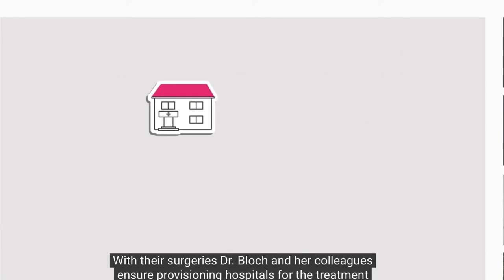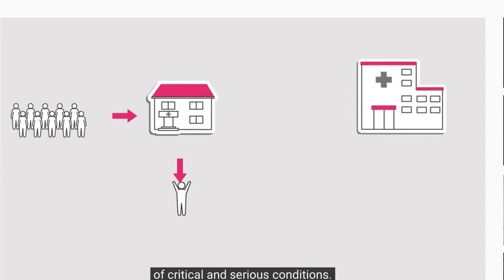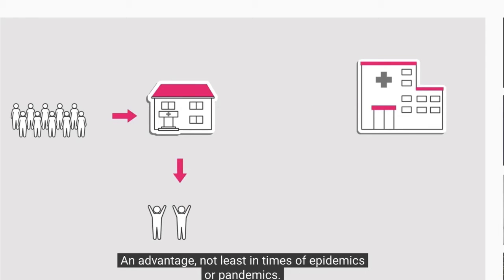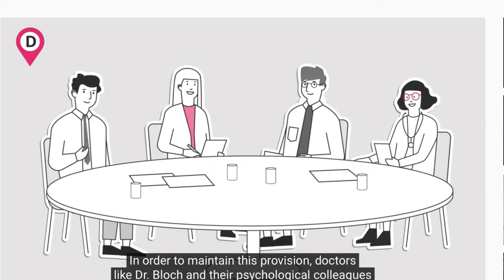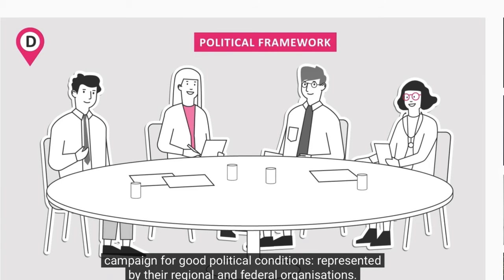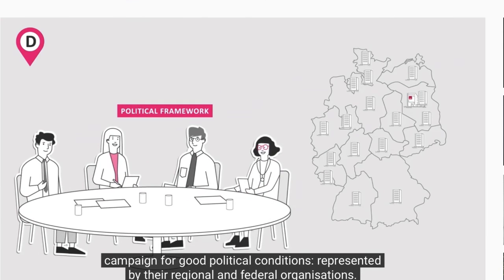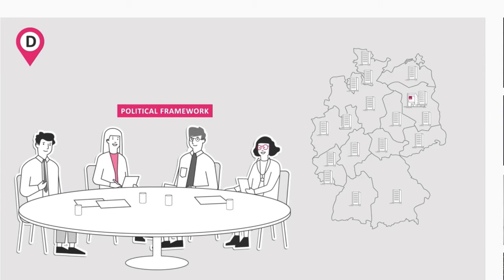With their surgeries, Dr. Bloch and her colleagues ensure provisioning hospitals for the treatment of critical and serious conditions. An advantage, not least in times of epidemics or pandemics. In order to maintain this provision, doctors like Dr. Bloch and their psychological colleagues campaign for good political conditions, represented by their regional and federal organizations.